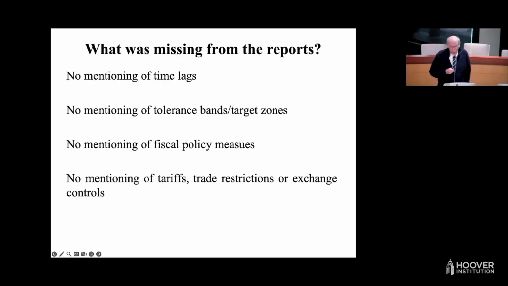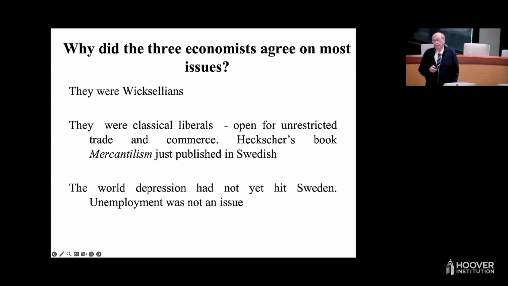And what was missing from these reports? Well, there's no mentioning of time lags. There's no mentioning of tolerance bands. There's no mentioning of fiscal policy measures, no mentions of tariffs, trade restrictions, or exchange controls. Why is this the case? Well, they were all Wicksellians. They were classical liberals. They were open for unrestricted trade and commerce. And Heckscher's book on mercantilism was just published in Swedish, which was a book for open trade. And the world depression had not yet hit Sweden. Unemployment was not an issue.